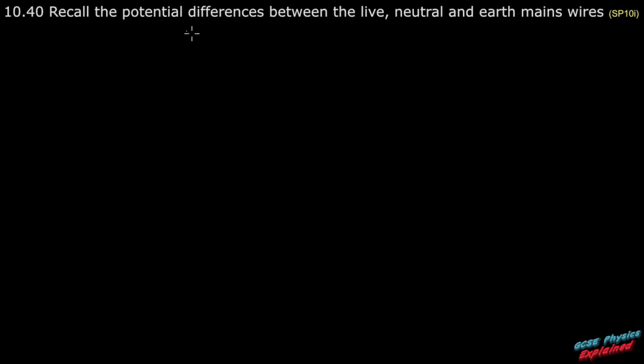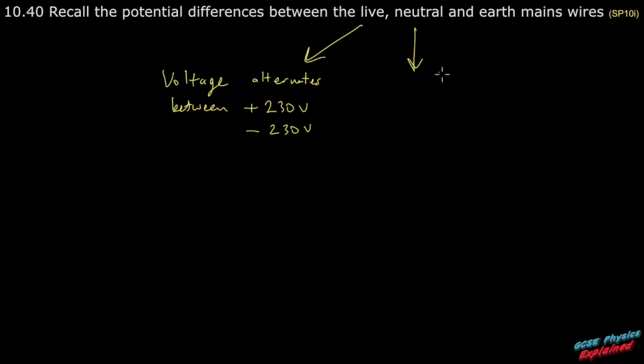40. Recall the potential differences between the live, neutral and earth mains wires. Right, well, the voltage in the live wire alternates between plus 230 and minus 230. The voltage in a neutral wire is nothing. That's why they call it the neutral. The voltage in the earth wire is also 0.